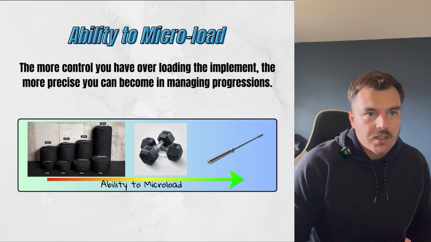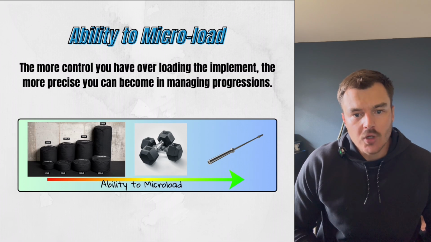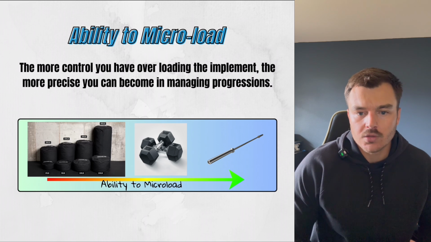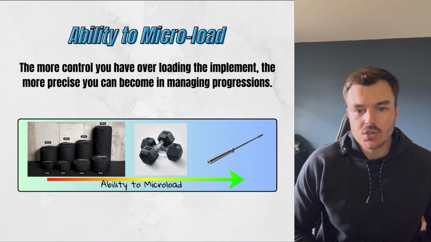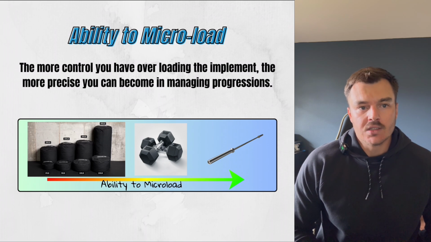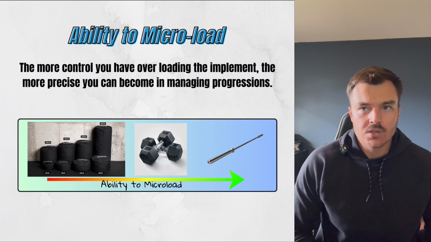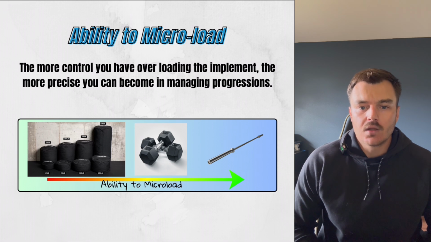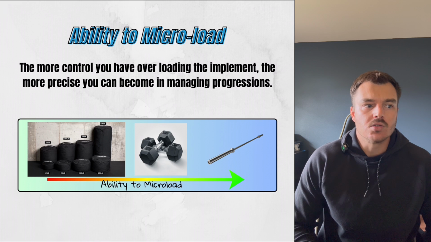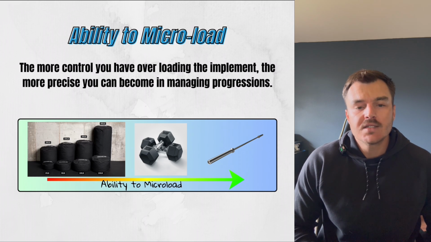So the final criteria that I look at when I'm selecting a primary strength movement that I'm going to include in a training cycle or a strength program is the ability to microload. So having the ability to really fine tune and adjust how much weight you're using is really important. It takes a lot of the guesswork out of whether or not you're getting better, and it makes it easier to progressively overload week over week.